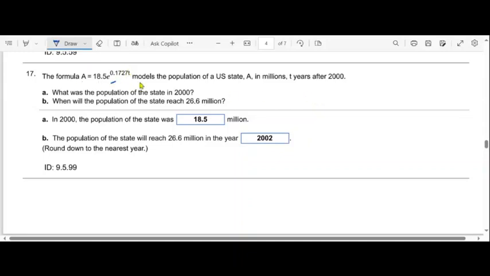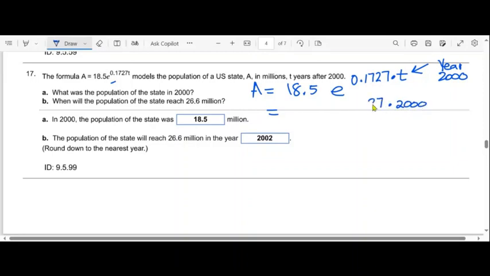Okay. Do you see the formula here? It says A equals 18.5 e to the power of what? 0.1727 times t. What is t? Is it time or an unknown? It is years. What year is this? 2000. Exactly. So what do we have to replace t with? 2000. So you put 2000 here.